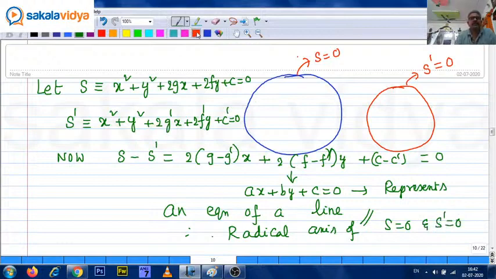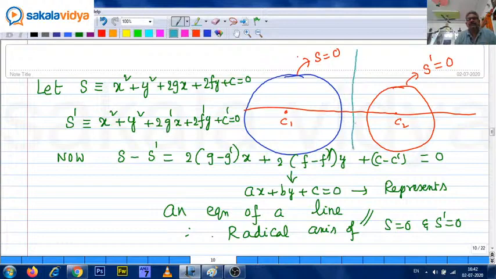Generally the radical axis will be like this. For example, this is C1, this is C2. So you join C1, C2. Then this will be the radical axis. This will be perpendicular to C1C2. This is the radical axis. The radical axis is nothing but a straight line, which is in the form of ax plus by plus c equals 0. Understood now? How to find out the radical axis of two circles?